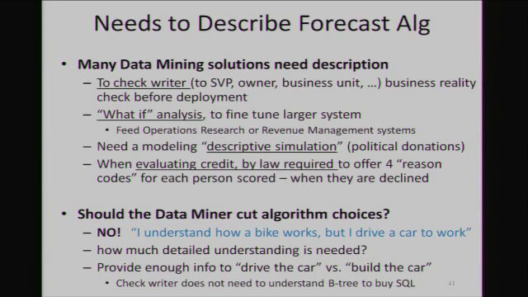Or other times I've done credit, where by law you're required to offer 4 reason codes. So if I'm going to turn Vera down for credit, then I have to give her 4 reasons why. And that would be different than why I might turn down somebody else. So these are some of the situations I've been in where I need some degree of description. But I don't want to cut my algorithm choices.